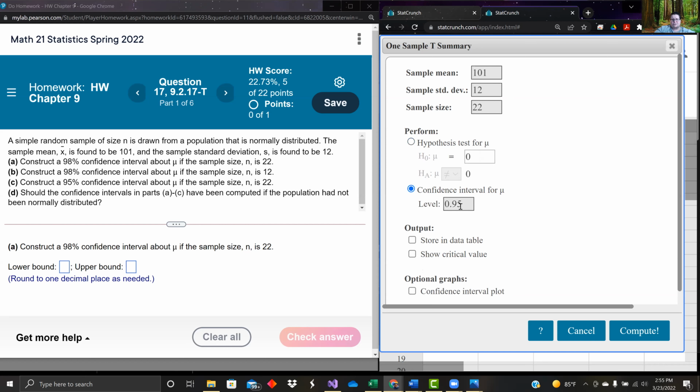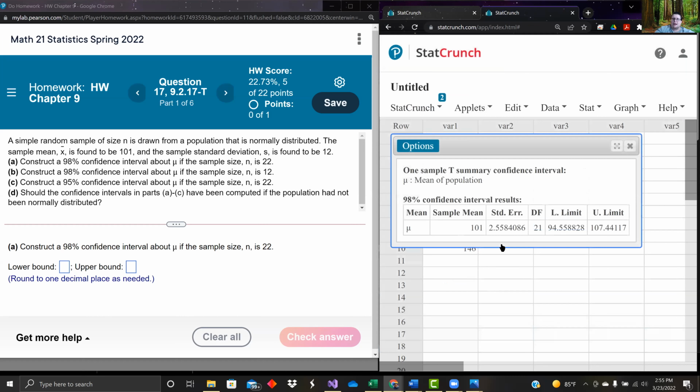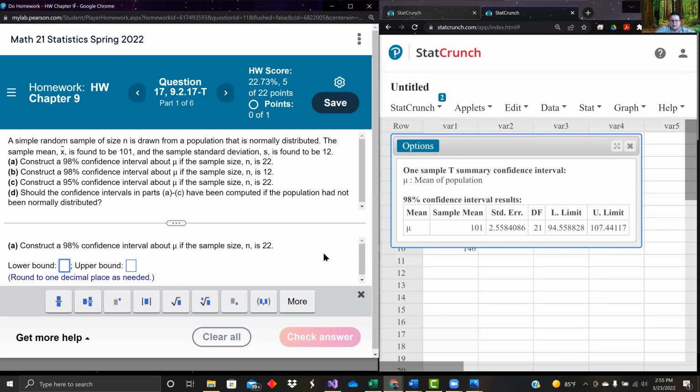We're doing confidence intervals and we're starting at 98. Always, always, always check this when you're doing a confidence interval. Check that you got the right level. It defaults to 95 because that's the most common one, but it isn't always the case. I click compute and they give me a lower bound of, to 1 decimal place, 94.6. And 107.4 is the upper bound. Y'all see that?